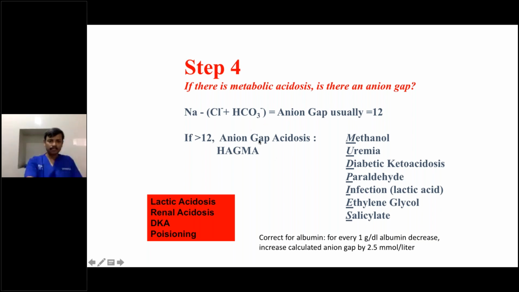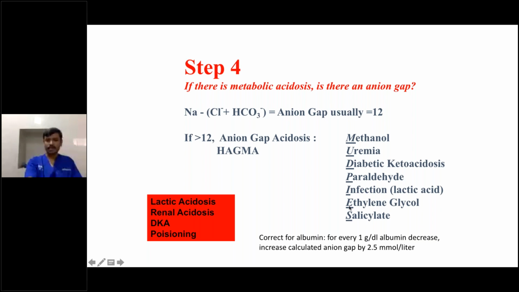If more than 12, it is called high anion gap metabolic acidosis, or HAGMA. If you know HAGMA, these are the 4 important causes, especially in critical care areas: lactic acidosis, renal acidosis meaning uremic acidosis, diabetic ketoacidosis, and another one is poisoning. These are the 4 disorders you always have to think of when there is a high anion gap metabolic acidosis.